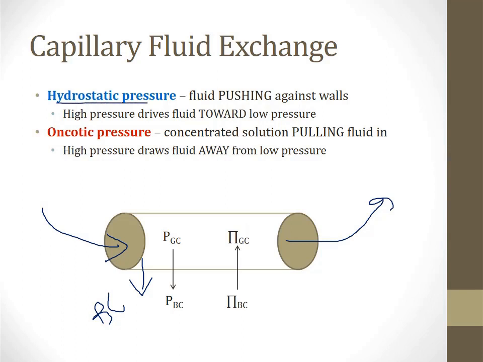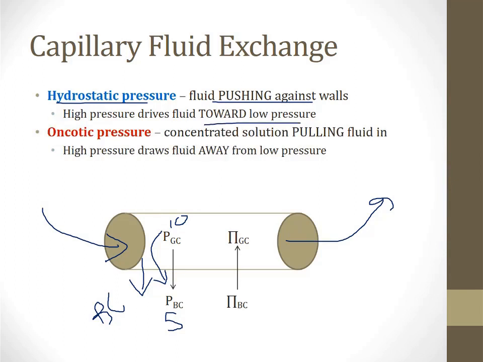This is what you think about when you think about your blood pressure. It's the fluid force pushing against the walls of the glomerular capillary. And a high pressure tends to drive fluid toward a low pressure. So for example, if the hydrostatic pressure in the glomerular capillary were 10 and we had a hydrostatic pressure in Bowman's capsule of 5, then we would have a net driving force of 5 in this direction to drive fluid flow across the glomerular membrane and to create glomerular filtration.